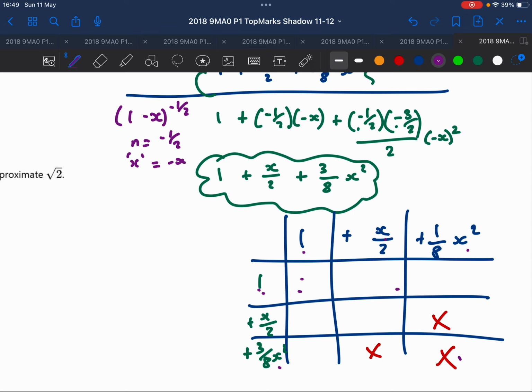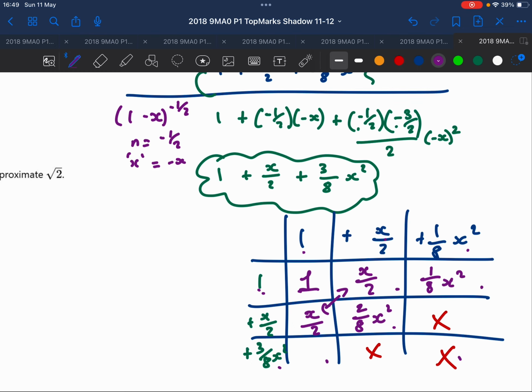So 1 times 1 gives us a 1. This is a half x and a half x that together you can see are going to give us an x. And these three here will be the only different places where I could get an x squared from. So a 1 times an eighth x squared is an eighth x squared. This one over here is a quarter x squared. I'm going to write that as 2 over 8 x squared just for convenience.